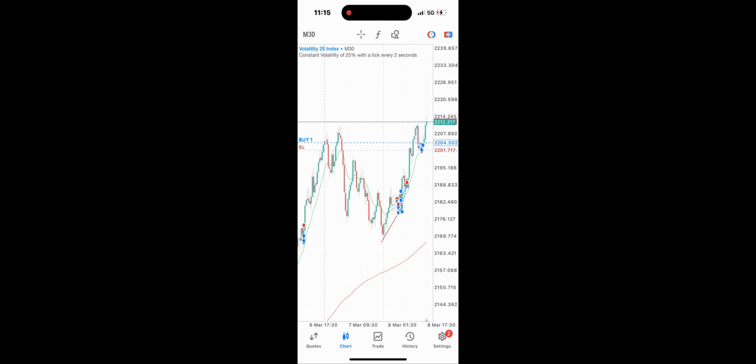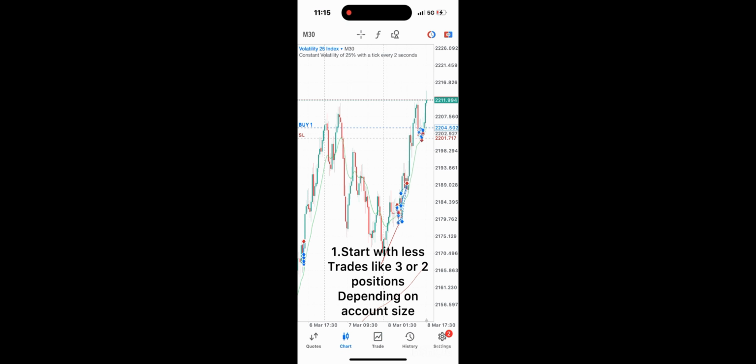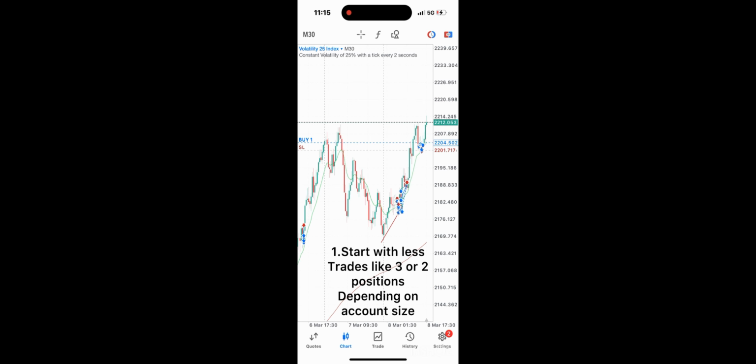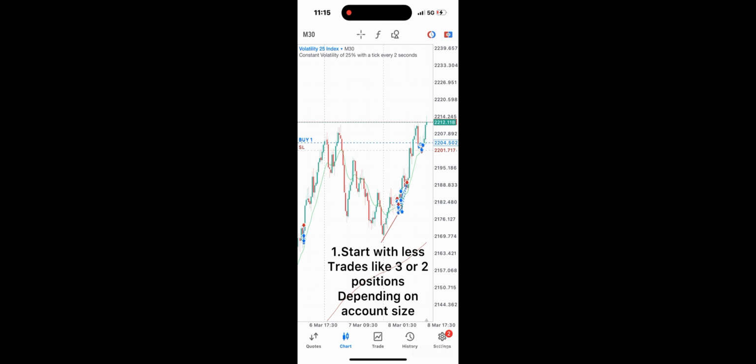So the first thing you need to do is find a clear setup which will give you a higher risk to reward, and then consider entering the market with at least 3 trades. You start with at least 3 positions to accumulate some profits, to consider taking more trades afterwards. You need to take at least 2 or 3 trades depending on your account size, and then let them run.